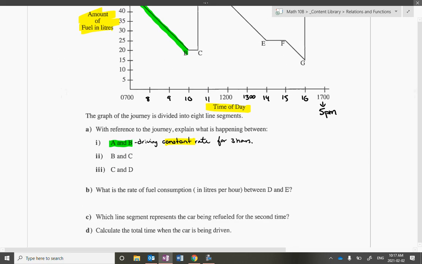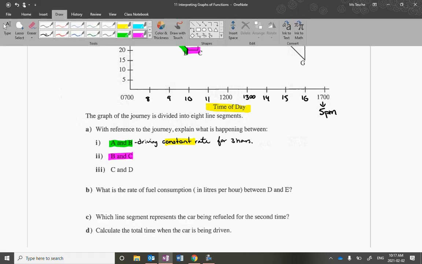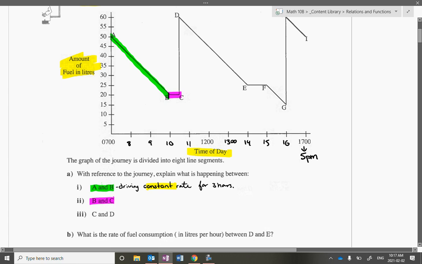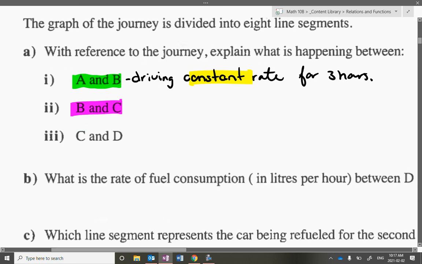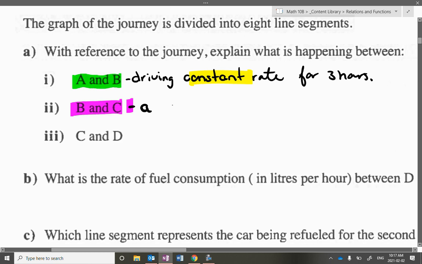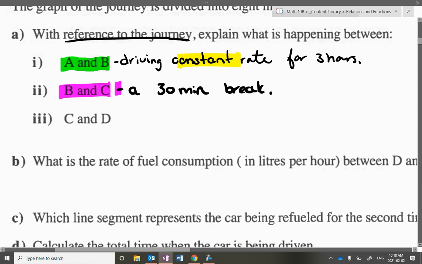Okay, between B and C, what's happened likely between points B and C? Go ahead, Matt. Good. Good. The fuel's not changing, right? We're talking about fuel. So likely, if you're stopped on a road trip, what are you likely doing? Eating, going for a break, something like that. And that was for, I think, 30 minutes. So notice the question made a reference to the journey. So we're really specifically talking about the journey, what's happening on this road trip.